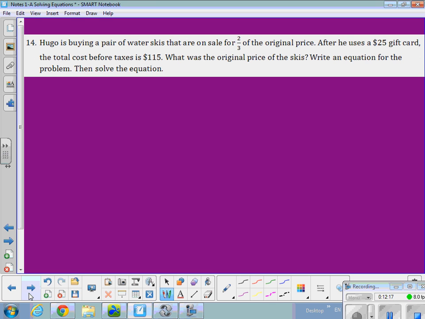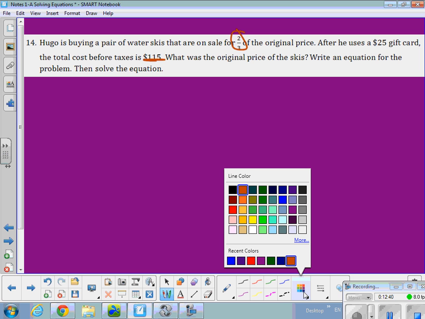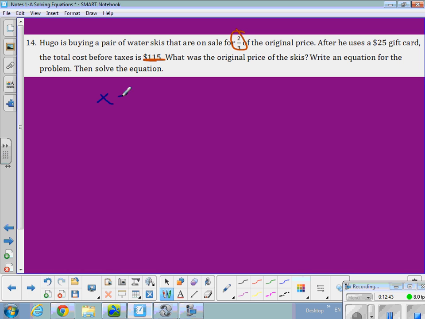Hugo is buying a pair of water skis that are on sale for 2/3 of the original price. After he uses a $25 gift card, the total cost before taxes is $115. What was the original price of the skis? So write an equation for the problem, then solve the equation. Okay, so let's take a look at this. Here we're going to let x represent the original price.